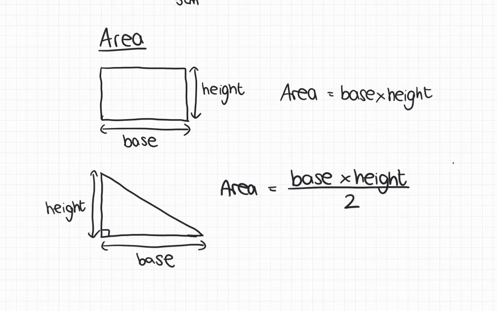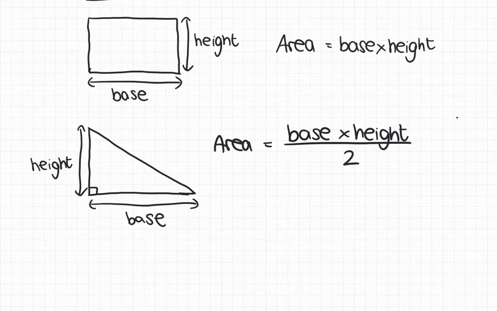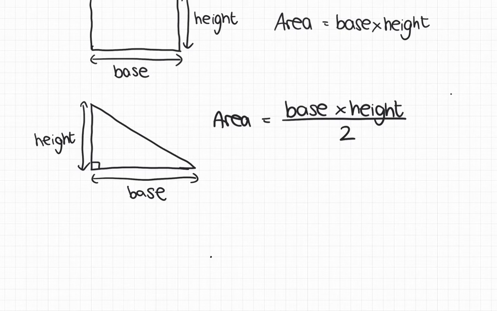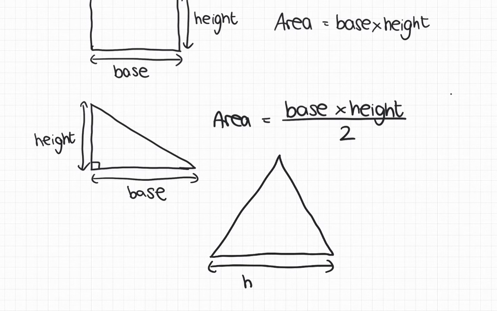And just be careful, sometimes the triangles don't look like this with a nice right angle. The same thing would happen if I had a triangle like this, but this length would be the base, and the height is the distance from here to here. That is my height of the triangle, but I do the same, base times height divided by 2 to get the area of that shape.